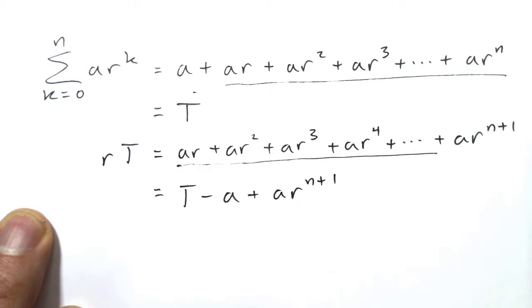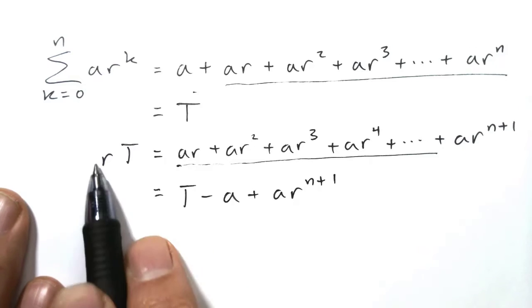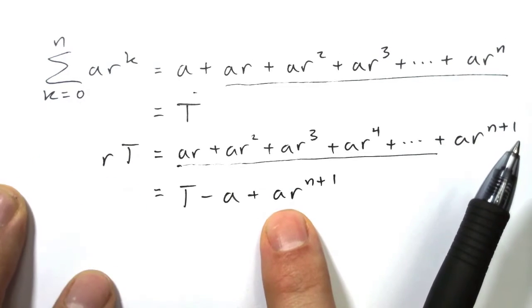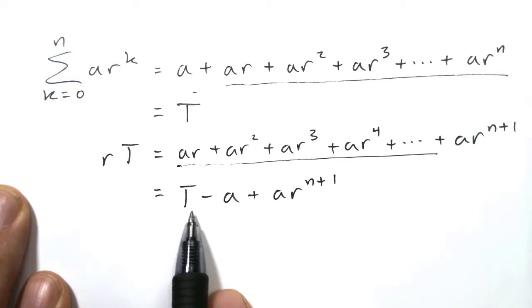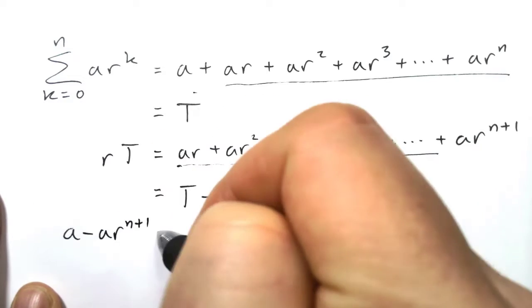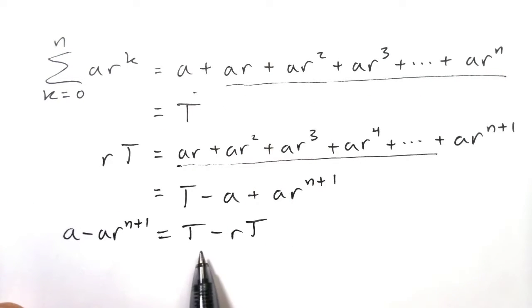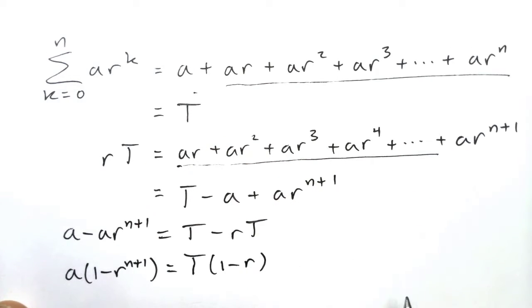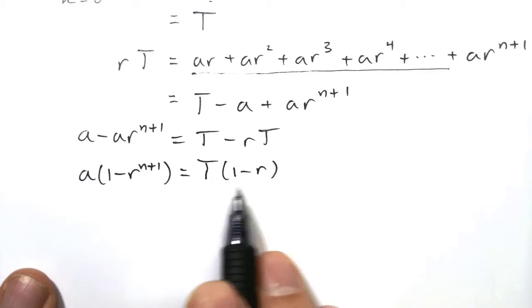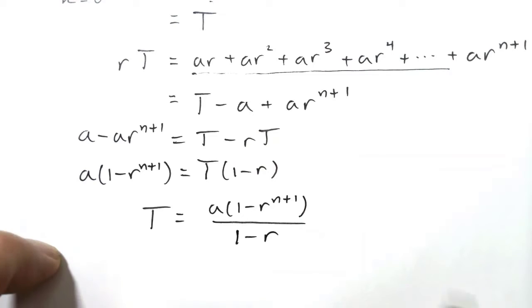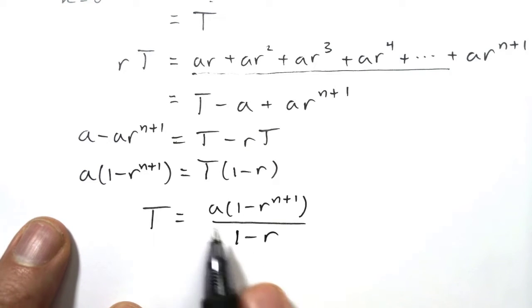Okay, so if we agree with that, let's now take this equation that we have here and solve it for t, because that's what we're after. So what I'm going to do is subtract rt from both sides and then move this other stuff to the left. And I get this. Now I'm going to factor out an a on the left and a t on the right. Okay, so dividing both sides by 1 minus r will give me the answer. And this is the expression for t.